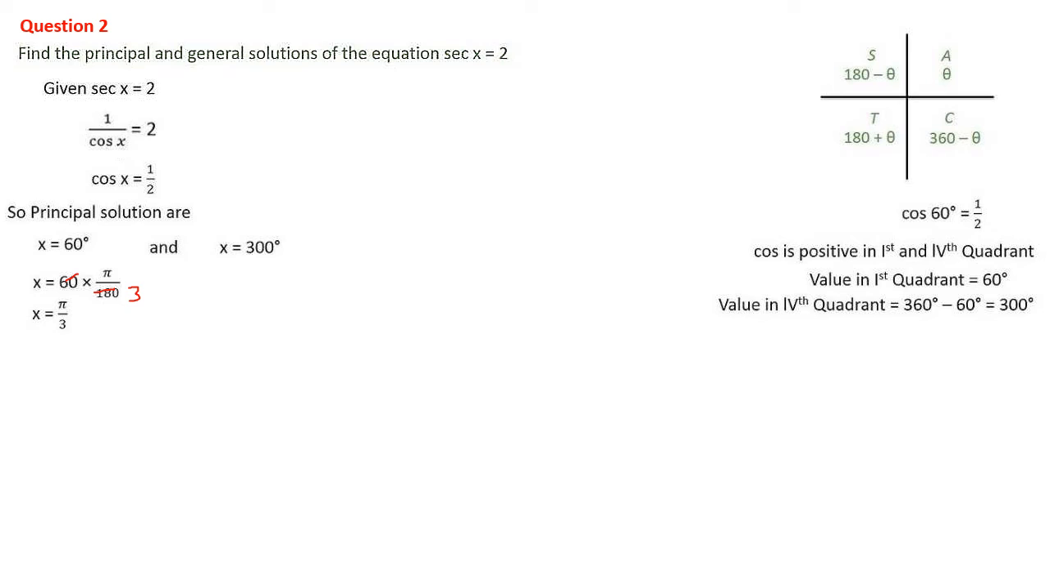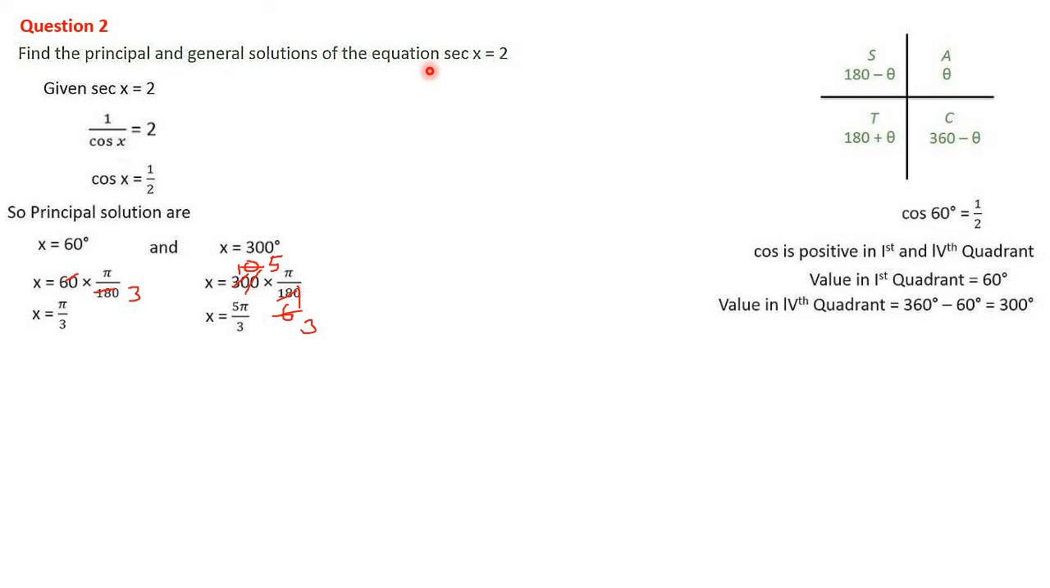Then again we have to go with the 300. We have to convert it into radians, that is, we multiply by pi by 180. When you multiply by pi by 180, just go for the cancellation. Here 0, 0 cancel, and here 6 times 3, and here it is 10 times. Again we can cancel: 2 cancelling, 3 will go, and here 5 will be coming. So we will be getting the answer as 5 pi by 3. So these are the principal values, pi by 3 and 5 pi by 3.